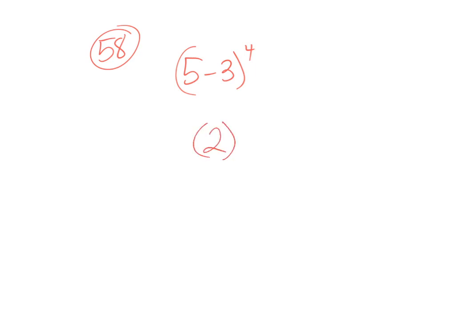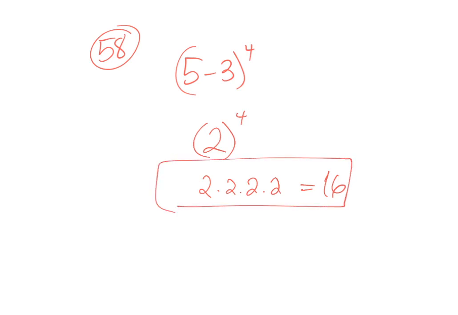So for number 58, we have 5 minus 3, and then to the 4th power. Remember, it's parentheses, exponents, multiplication, division, addition, and subtraction. In this case, we only have a parentheses and a power. So 5 minus 3 is 2, and then you have the 4th power. 2 to the 4th power is 2 times 2 times 2 times 2, which is equal to 16. Because 2 times 2 is 4, 4 times 2 is 8, and 8 times 2 is 16. So that's how you get the answer for 5 minus 3 raised to the 4th power.